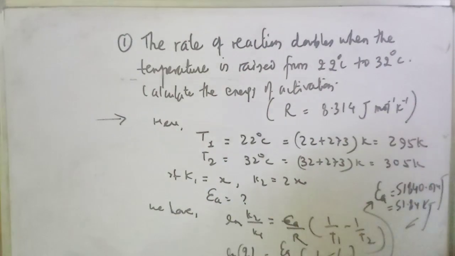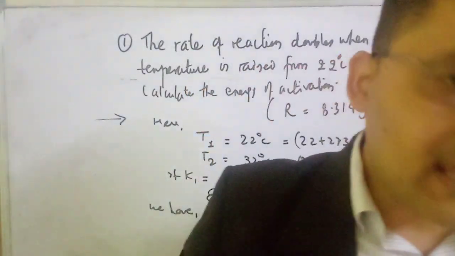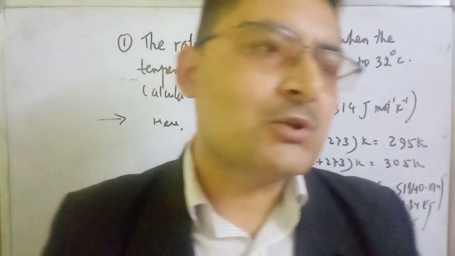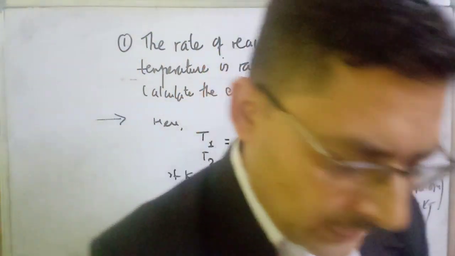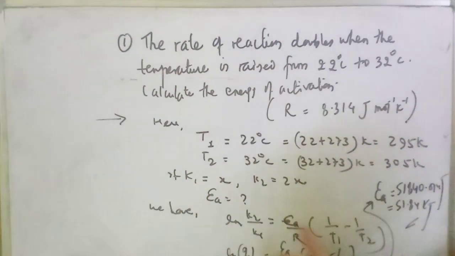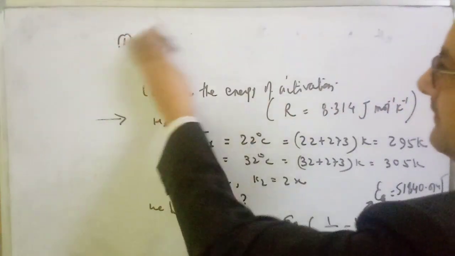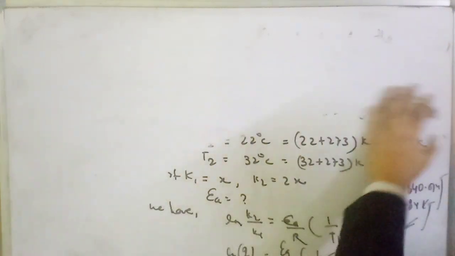So friends, you can use this formula and calculate the energy of activation if you are provided two rate constants at two different temperatures. I hope you have understood the concept here. This is the equation, this is the formula, and you can easily put in the values and get energy of activation in joule. Friends, if you use the R value in calorie, then you get the energy of activation value in calorie. So let us see the next number.